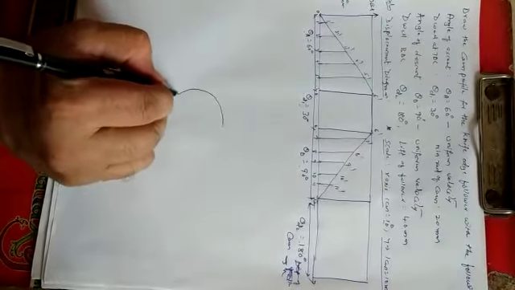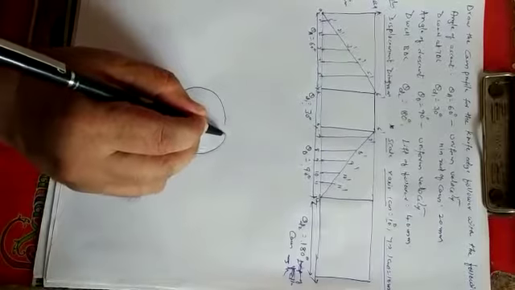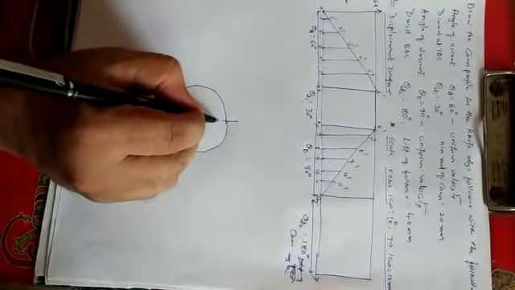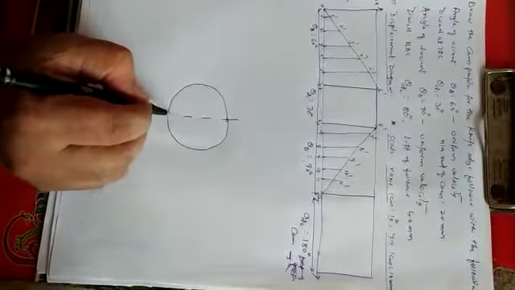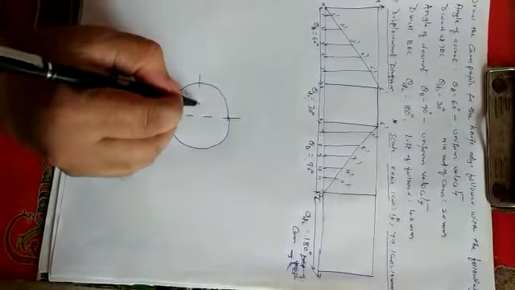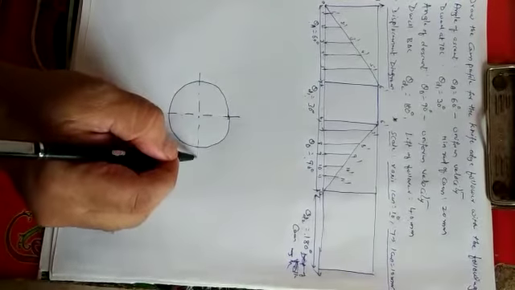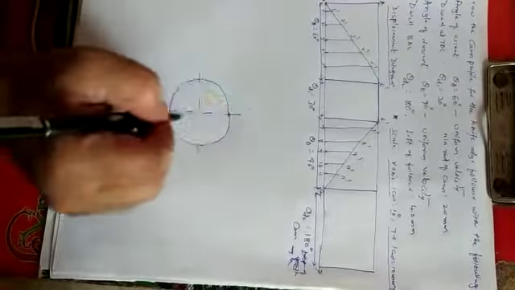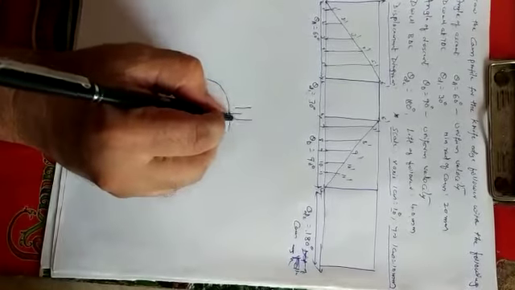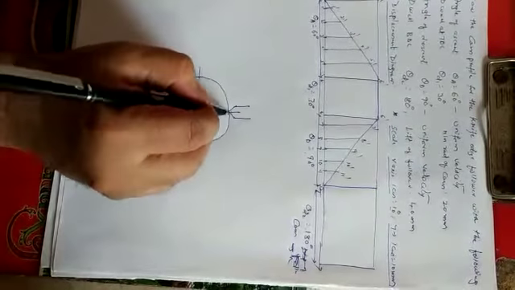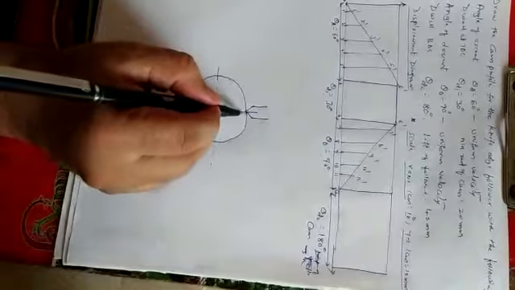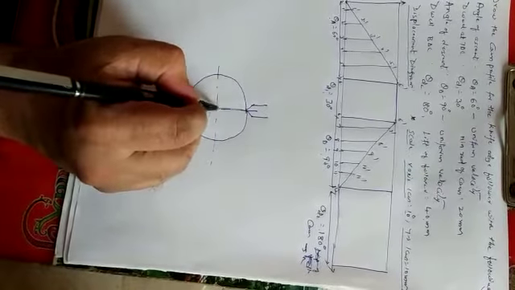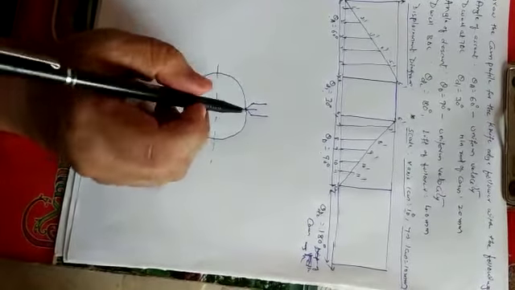So naturally the diameter will be 40 millimeters. After drawing this, I am going to show the axis here. This is the axis of the cam, and here I am going to represent the knife edge follower. This is the knife edge follower, and with respect to this axis, I am going to represent the angle. The ascent angle is 60 degrees.